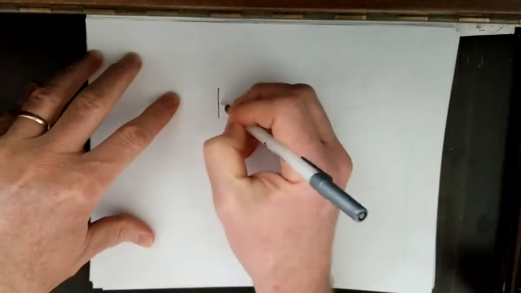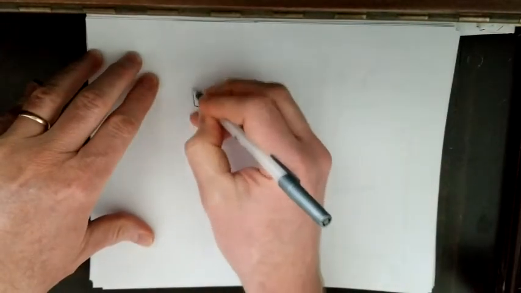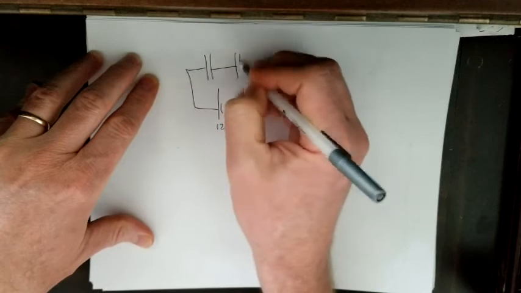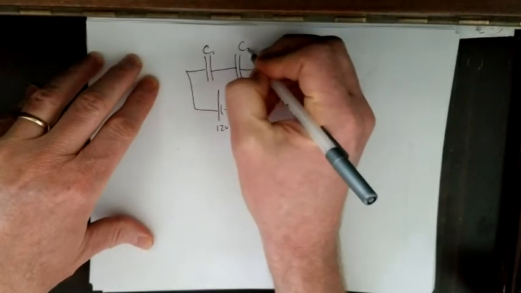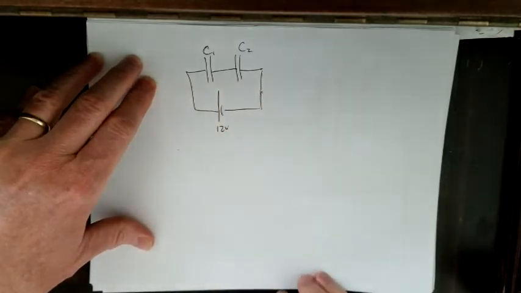Now, let's talk about series. If I have my power supply here, a 12-volt DC power supply, and I have a capacitor here and a capacitor here. So this is capacitance 1, capacitance 2. What is the total capacitance?